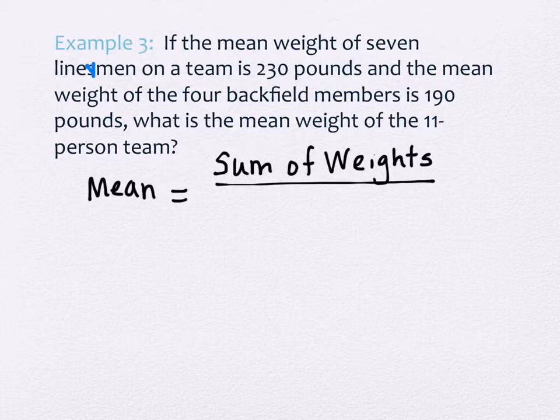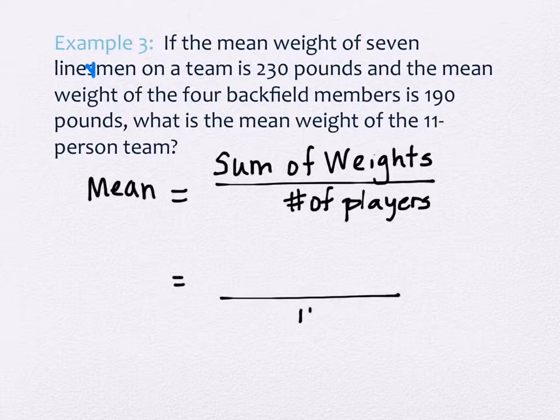And we're dividing by the number of players. Hannah told me just a minute ago that was 11. So the denominator is, in fact, 11. I like that. How am I going to get the sum of the weights?